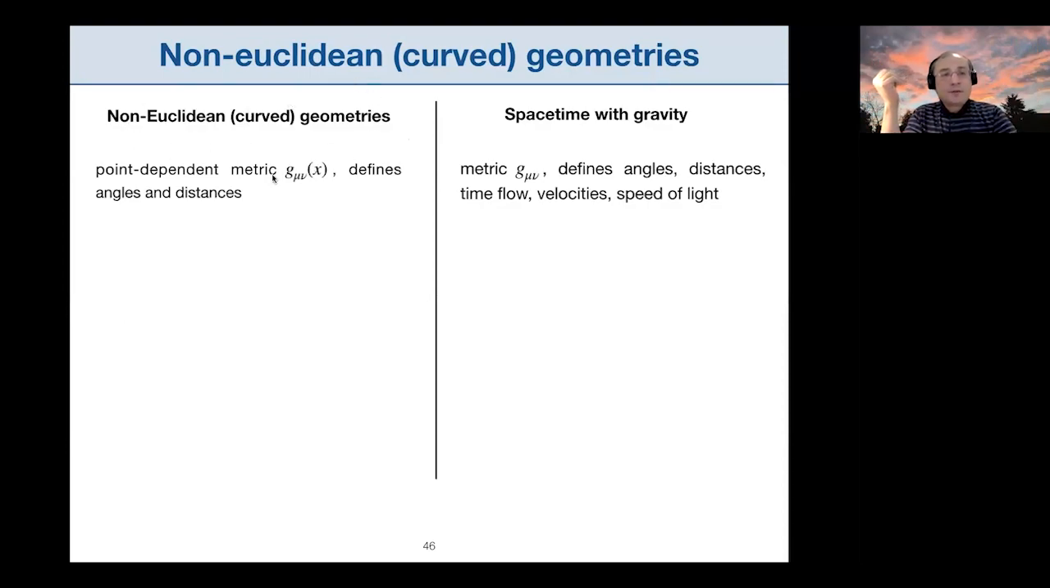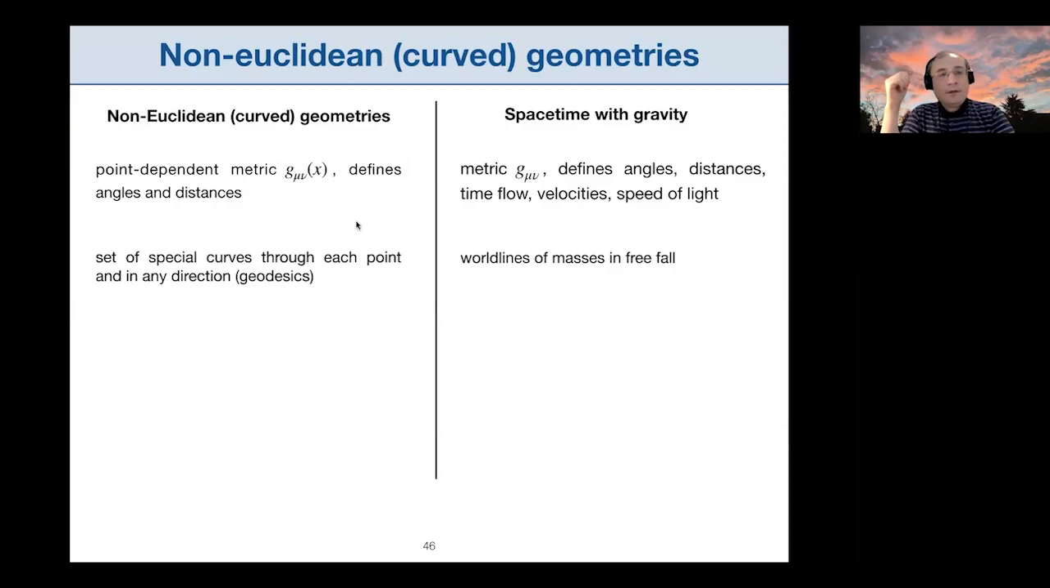In non-Euclidean geometries, you have a point-dependent matrix, which defines angles and distances over your geometry. In a spacetime with gravity, we also have a metric which defines angles, distances, but also the time flow, the velocities, and the speed of light. In non-Euclidean geometries, you have a set of special curves through each point in any direction called geodesics. In Riemann's geometry, they extremize the distance between two points. They're simply the shortest lines connecting two points. On the other hand, in spacetime with gravity, you have the world lines of masses in free fall, which are, as we noticed, very important, and which are also defined at any point and in any direction.